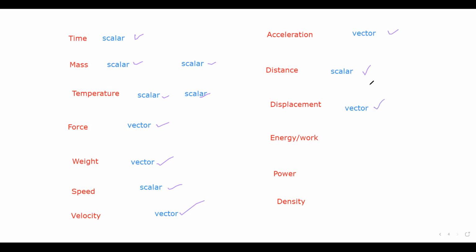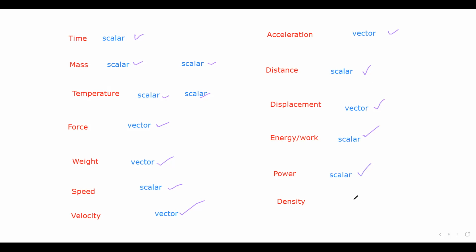Work and energy. We say a work is 30 joules or 50 joules, or an energy transfer is. So we don't specify direction, that's right. Power. We mention power like 40 watts, 100 watts, 80 watts, but we don't say a specific direction. So it is also scalar.